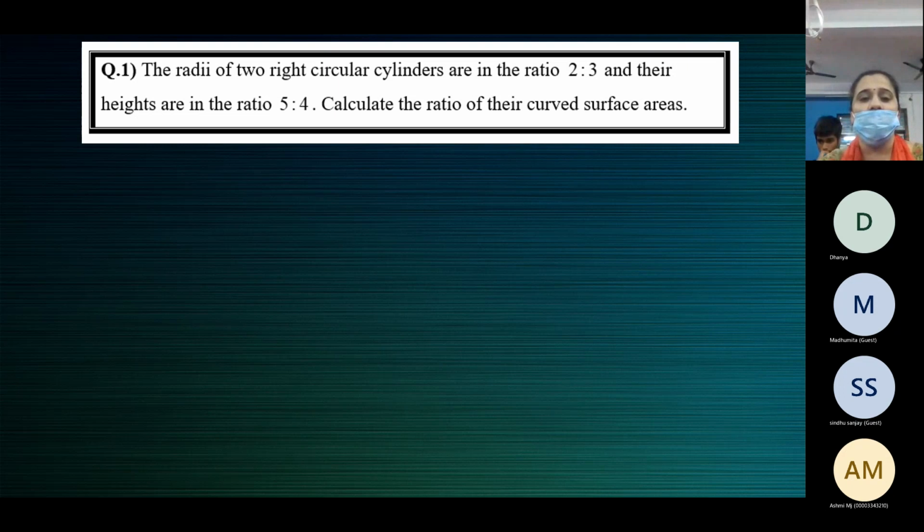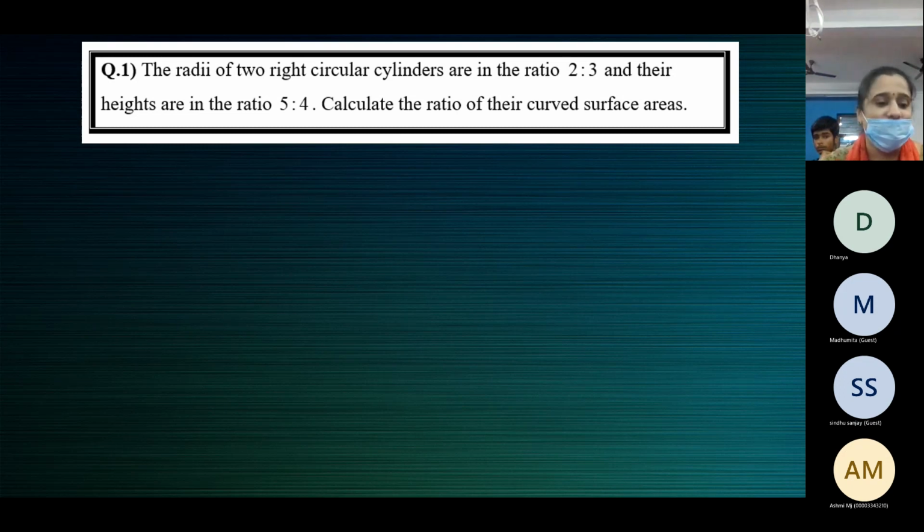These are extra problems from volumes and surface areas. So this is the first one. See the question. The radii of two right circular cylinders are in the ratio 2:3, and their heights are in the ratio 5:4. Calculate the ratio of their curved surface areas.